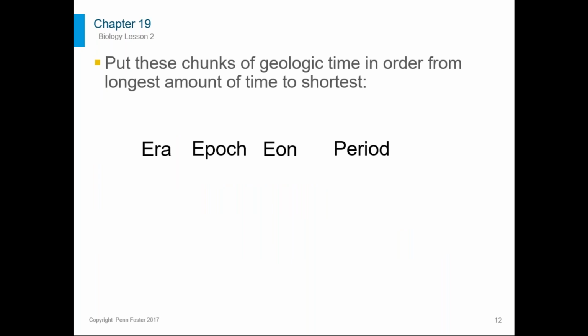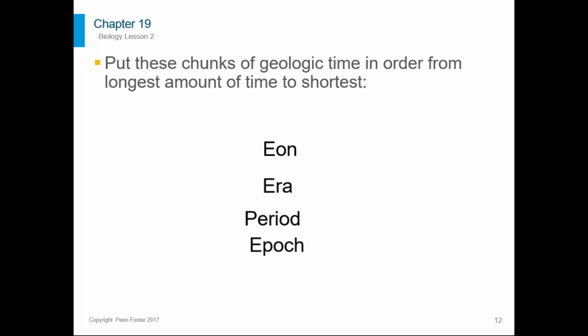And another quick review question. We have these different labels for amounts of time. So we're going to put these amounts of time in order from the largest amount of time to the shortest amount of time. All right, so a few seconds to think about that. And there's our answer. Eons are the biggest amount of time. There's only 4 eons in the entire history of the world. Then you have eras. Eras are divided into periods. Periods are divided into epochs.